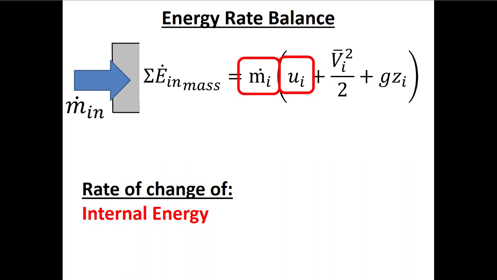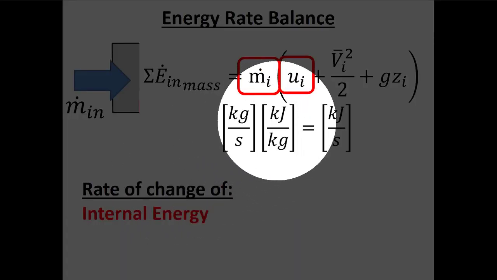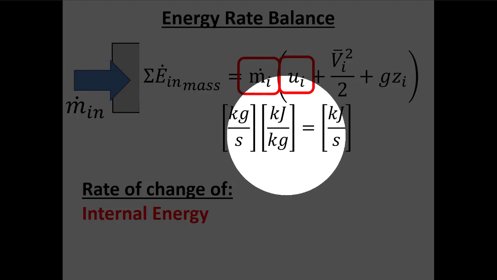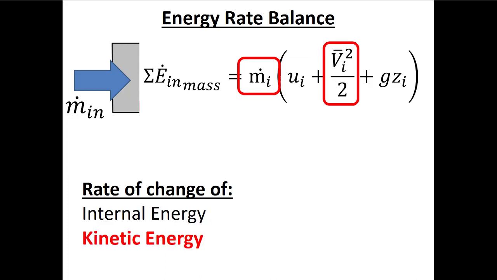So again, let's check this out, right? So we have a mass flow rate times a specific internal energy. So that's kilograms per second multiplied by kilojoules per kilogram. So if you look up specific internal energy in the textbook, typically you'll get kilojoules per kilogram. And this is going to be kilojoules per second. And that's kilowatts, right? Because remember, a joule per second is a watt. So this is a rate of energy.